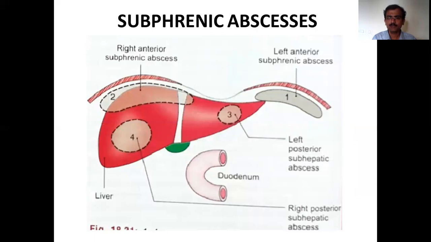Other aspects are subphrenic spaces and abscesses. If there is a collection of pus in the subphrenic spaces, those are called subphrenic abscesses. Here you can see the left subphrenic abscess, the right anterior subphrenic abscess, and the left anterior subphrenic abscess. If there is an abscess in the right posterior subhepatic space, also called Watson's pouch, that is the right posterior subhepatic abscess. Sometimes even a left posterior subhepatic abscess can occur, just behind and below the left lobe of the liver. These are some of the aspects related to the peritoneum and the spaces around it.